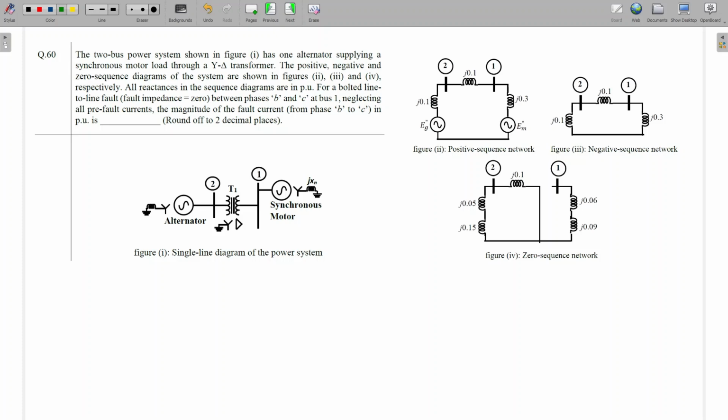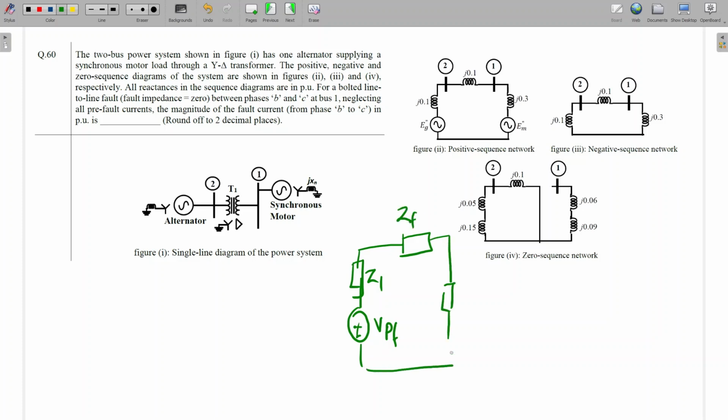It is a double line to ground fault question. For every type of fault, you should remember the sequence impedance diagram. For double LG fault, I draw the sequence impedance diagram: plus minus V pre-fault, then Z1, the fault impedance Z, and Z2. A similar diagram exists for each kind of fault. This one is for line to line fault, where Z is the equivalent impedance with respect to the fault point.